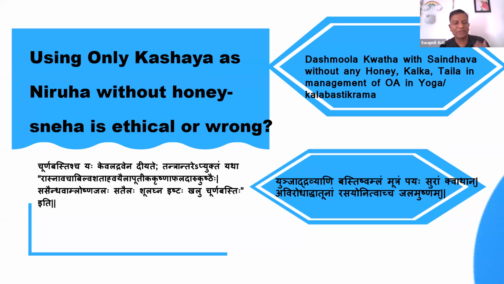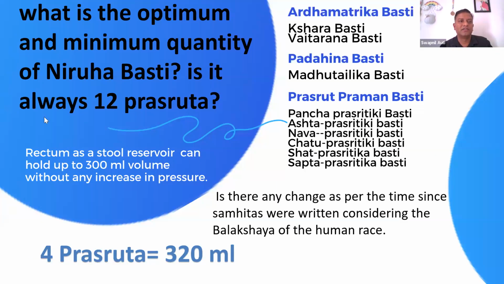So can we give only warm water enema? It is a topic of research and it can be given. So what is the minimum or optimum quantity of Niruha Basti? Is it always dvadash prasruta? That is one of the important questions asked by students, and it comes to our minds also. There are many references in Charak Samhita where prasruti yogic bastis are mentioned, where the dose is not dvadash prasruta. It starts from a minimum of 4 prasruta.